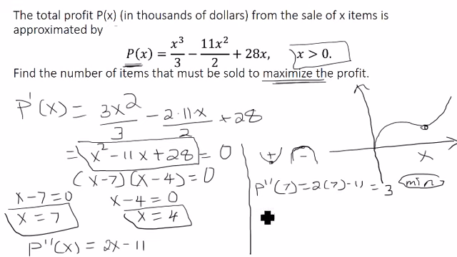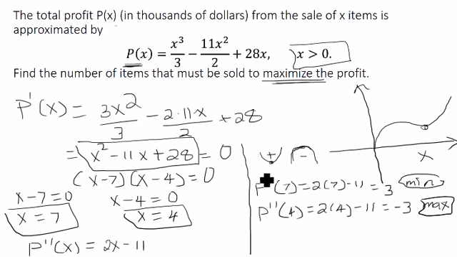And then similarly, evaluating the second derivative at the other critical number, which is 4 in this case, is going to give us 2 times 4 minus 11, and that's going to be 8 minus 11, which is a negative 3. And that is a negative. That means we have a sad face, which means it's a maximum. And that's what we're looking for.